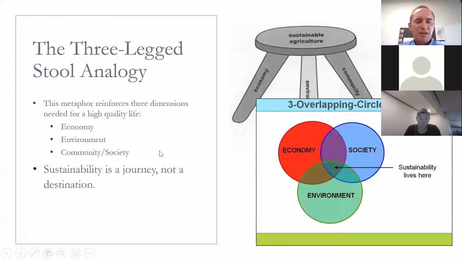So the big thing here is this idea that for any farm, sustainability is a journey, not a destination, right? This is a moving target and something that farmers are constantly thinking about and trying to improve on to improve their operations and improve their sustainability. So it's certainly not a static thing. It changes over time, and again, changes in context depending on what farm it is. All right, so that's the three-legged stool analogy, a pretty useful way to start thinking about these concepts of sustainability.